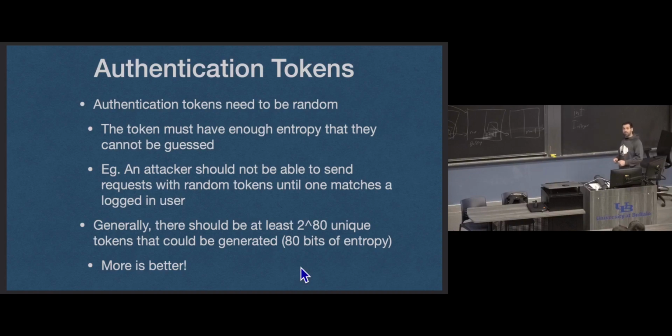2 to the 80 is a freaking huge number, to the point where even if you have billions of people logged in, that attacker is never going to randomly guess an actual valid token. With high probability, I always had to put that clause in there. Of course, it's all statistics, it's probability. They could just by pure chance on their first guess get your specific token, but it's so unlikely that we're comfortable saying that's just not going to happen.